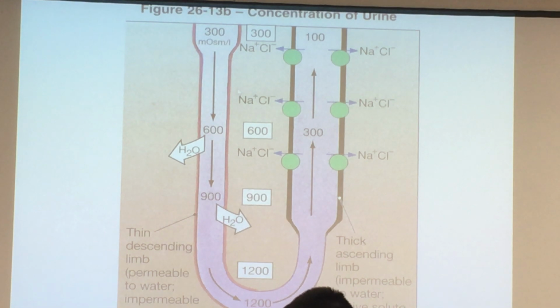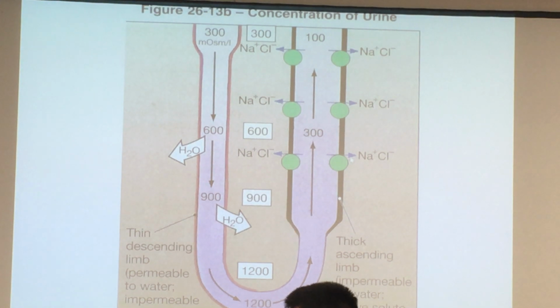Why is it special? The descending limb is water permeable. That means they allow water to go out, but sodium chloride cannot. And the ascending limb has this pump. You need to use the energy ATP to pump out sodium and chloride. But water cannot be reabsorbed in this section.